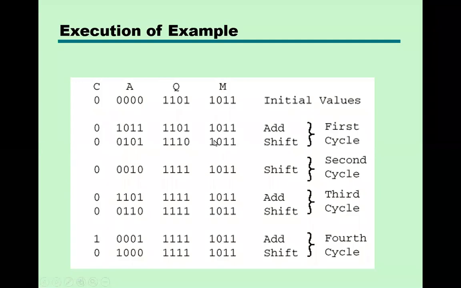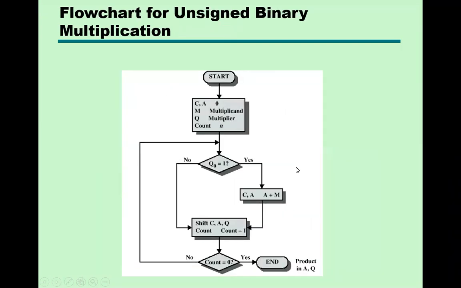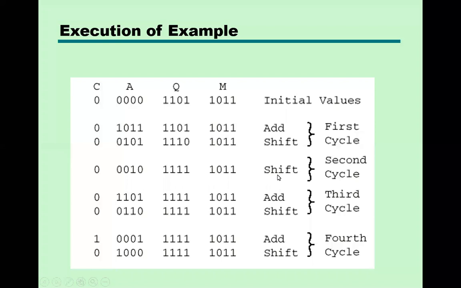Next step is shifting. Yesterday we have seen how this bit shifts to here, this bit shifts to here, in this way. But the shifting is in between C, A and Q, not in M. So 1 bit is shifted at this location. If the Q0 bit is 0, then only the shifting is performed, directly we shift. So here the Q0 bit is 0, that's why only the shifting operation is performed.